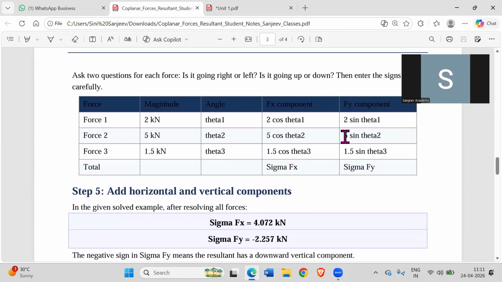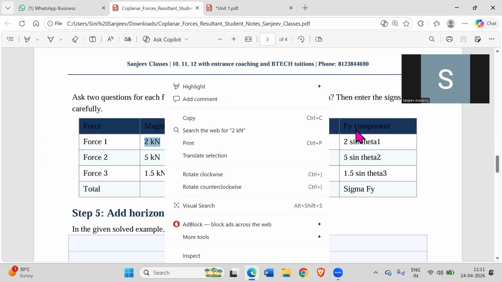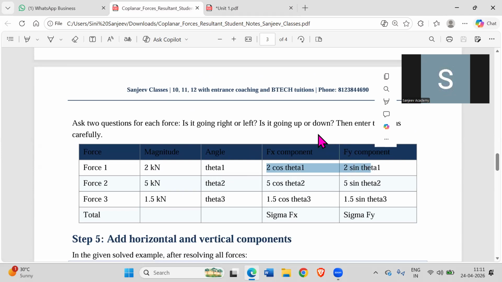Okay. So summation. Correct. So what is force? 2 into the theta 1, 2 cos theta 1 and everything. This is for both horizontal and vertical. Horizontal as well as vertical.